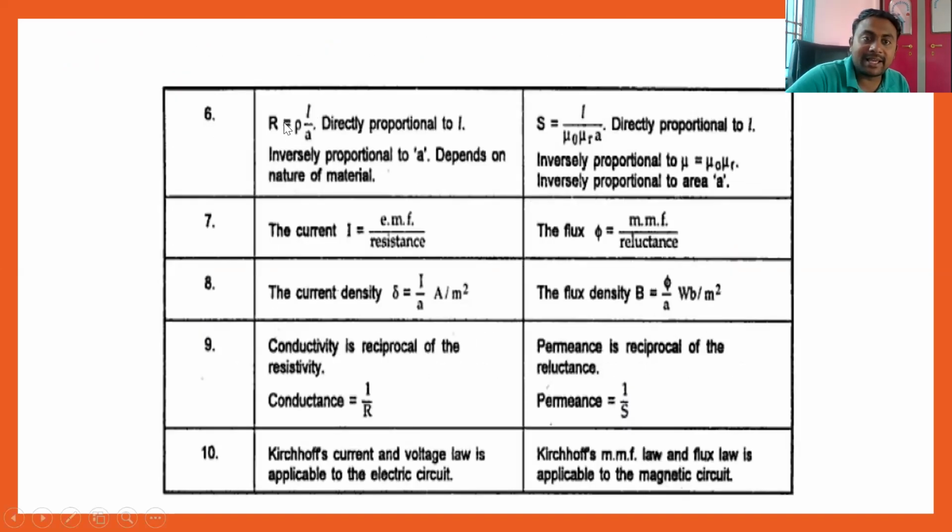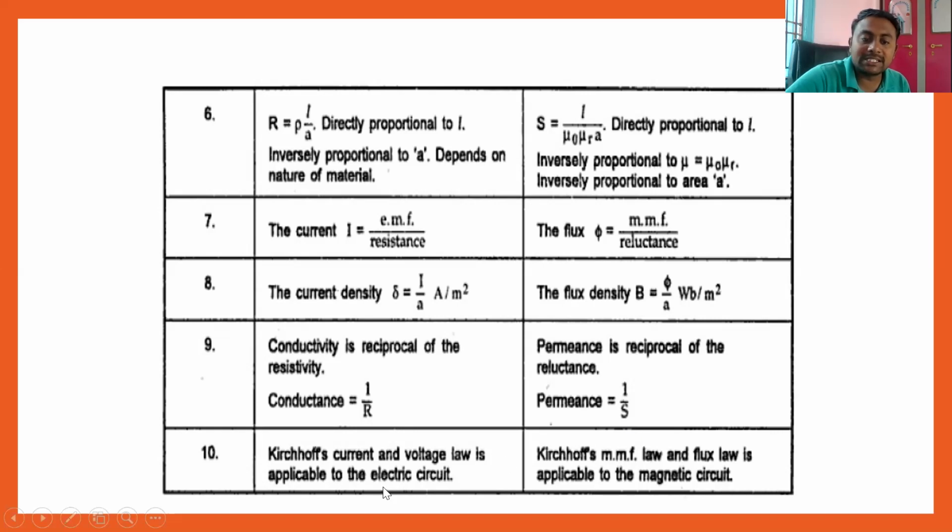In the case of resistance in electrical circuits, it is rho L by A. As we derived, the reluctance is L by mu A, where rho is the resistivity and here it is 1 by mu naught mu r. Next, the current is defined as EMF by resistance, and the flux is defined as MMF by reluctance. The current density is current per area, and flux density is flux per area. The conductance is 1 by resistance, and the permeance is 1 by reluctance.